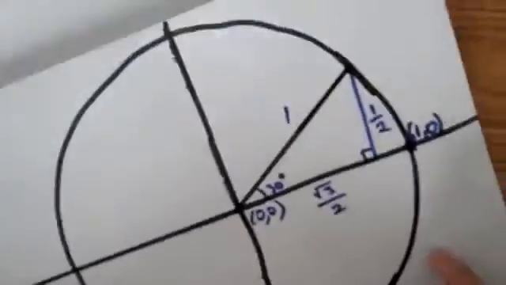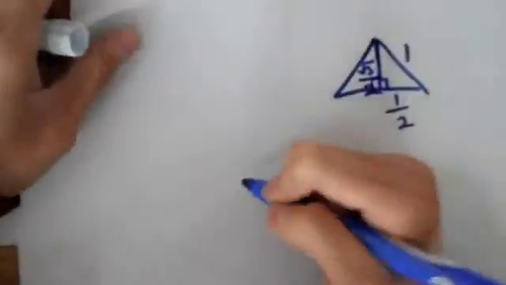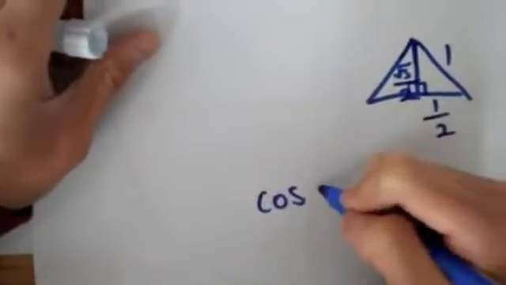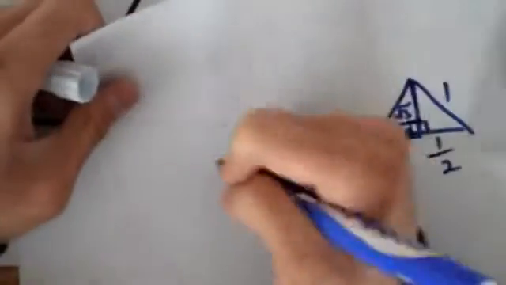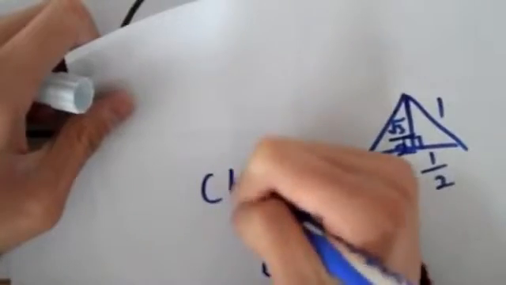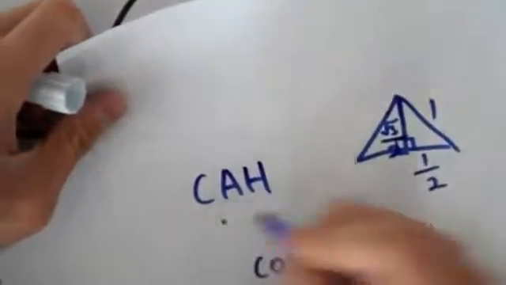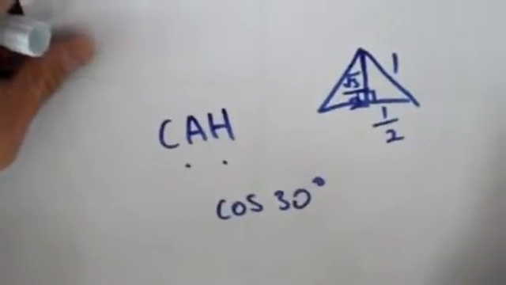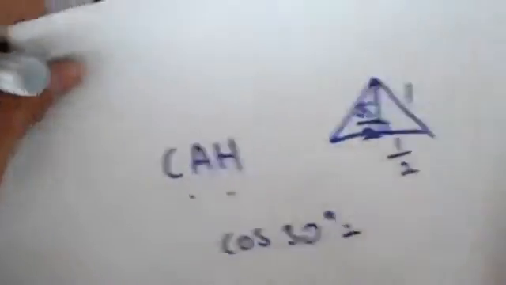Now let's find the cosine of this triangle. Cosine 30. SOH CAH TOA. Adjacent over hypotenuse.